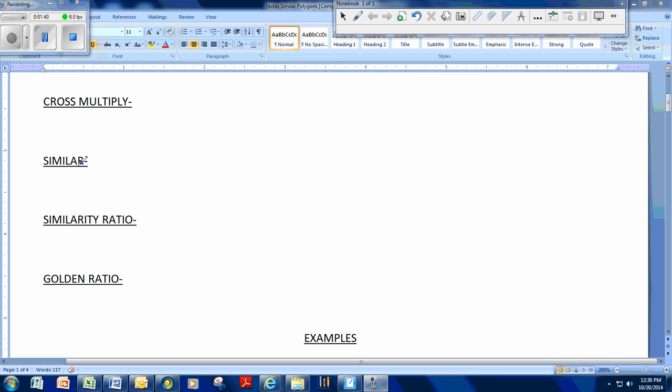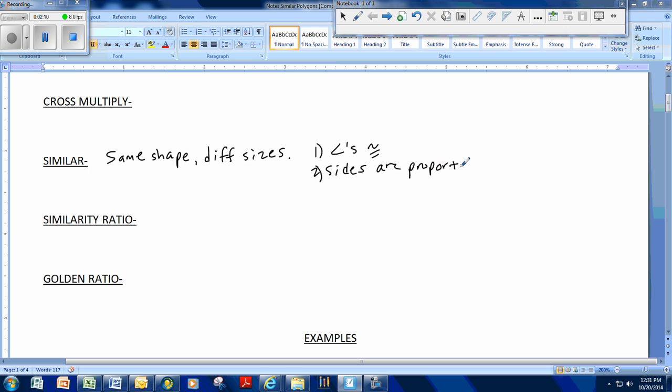Okay, next we're going to talk about what makes shapes similar. Okay, first of all, they have to be the same shape, but usually they're different sizes. Two things happen when shapes are similar. First of all, the angles are congruent to each other, and second, sides are proportional. Okay, meaning their sides are in proportion with each other.